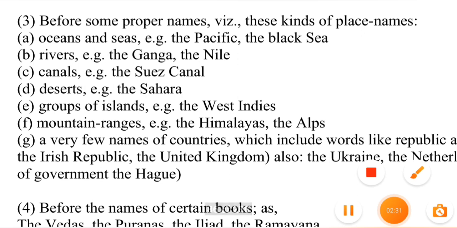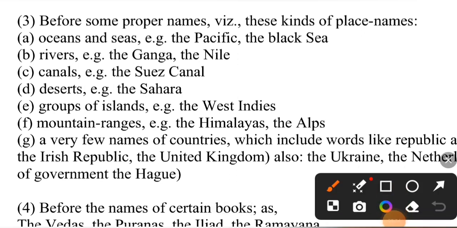Next, before some proper names, these kinds of place names, actually there are many places, many rivers, many canals, deserts, groups of islands, mountain ranges, we use the definite article the here. Before some proper nouns, and we have to learn about these things. They are only used as proper nouns. So let's start one by one.